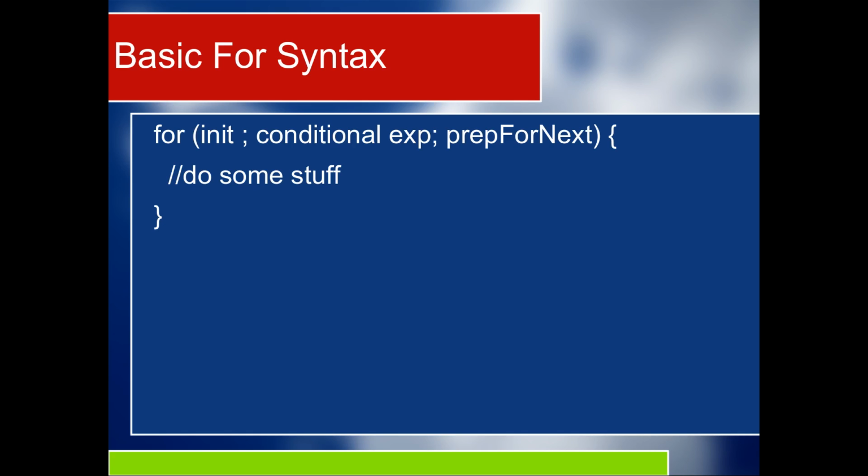So if I was to say in a practical sense, I could say something like for i equal to 10, i less than 20, i plus plus. In this case, I'm setting the initial value to 10, and I'm saying the conditional expression is that i is less than 20. Then I am going to increment a value. What this means is this code block will execute 10 times. Okay, that's pretty cool.